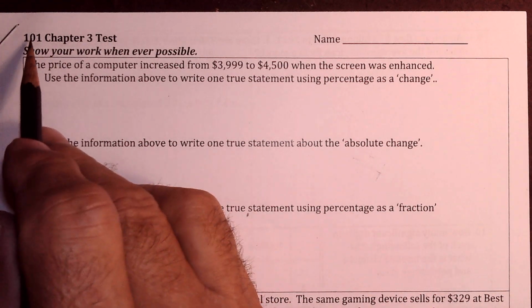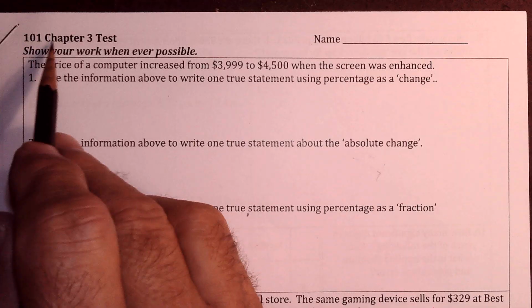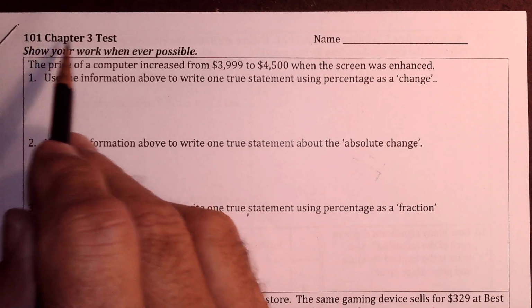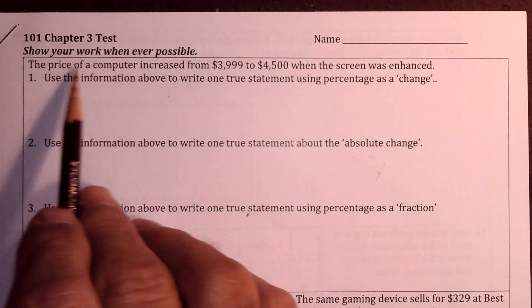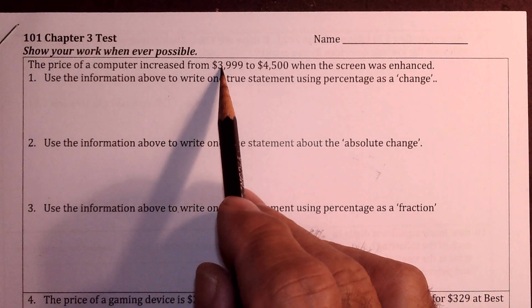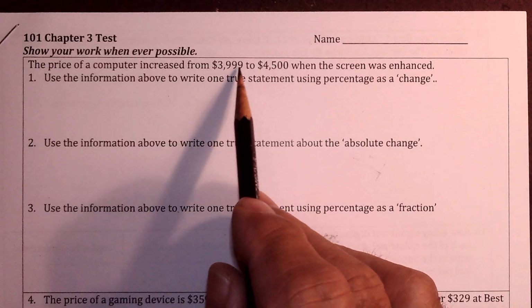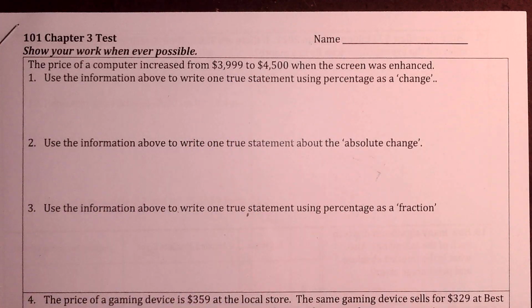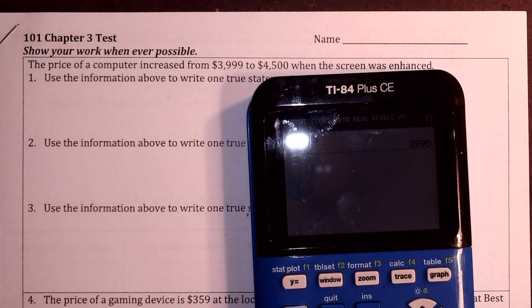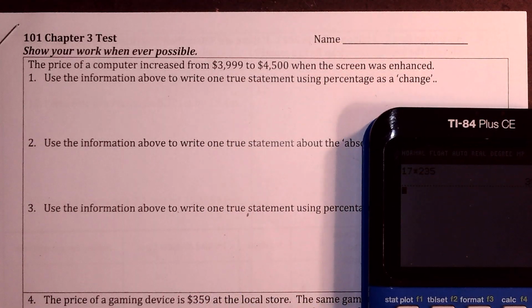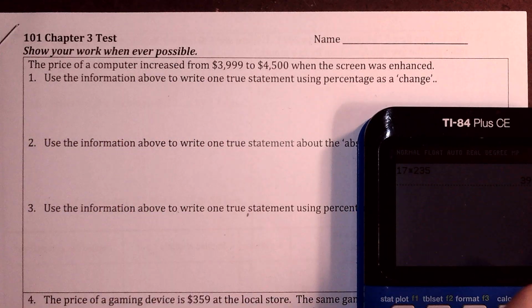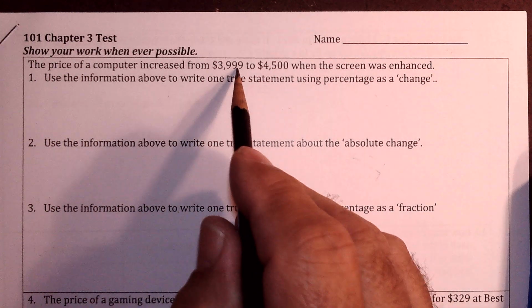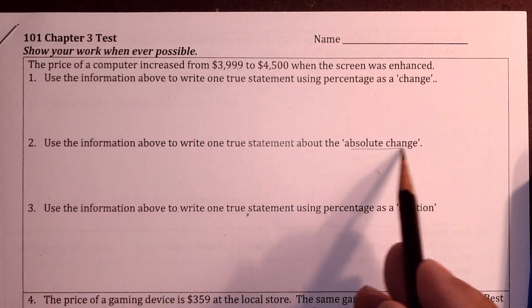Okay, we're going to do chapter class 101, chapter 3 test. And the price of a computer increased from $3,999 to $4,500 when the screen was enhanced. So the difference between these two is 501. And when we figure out the difference, that's the absolute change.